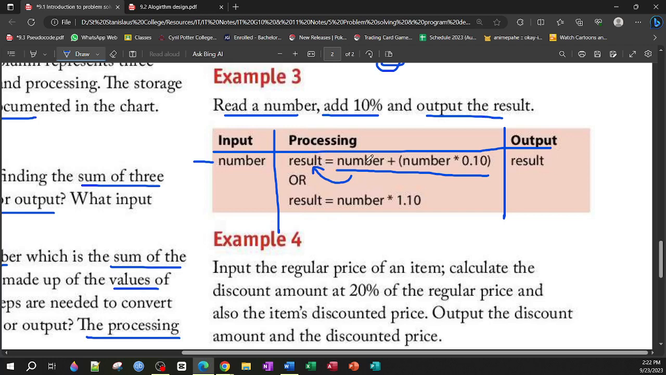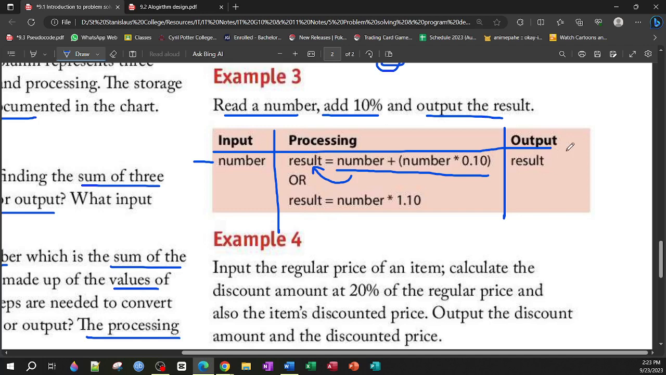That's what is meant here. So on the right hand of the equal sign, that's what I'm referring to, the right hand side of the equal sign. We take number, but remember we have a bracket here. So we have to say number multiplied by 0.10, which is roughly going to give us 10%. And then we add that back to number. So that is taking that number, calculating 10% of it, and then adding that 10% to that number. And then we store it into this variable, this container called result.